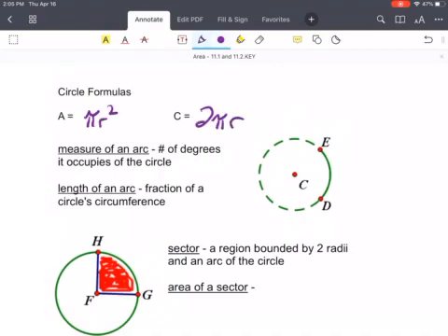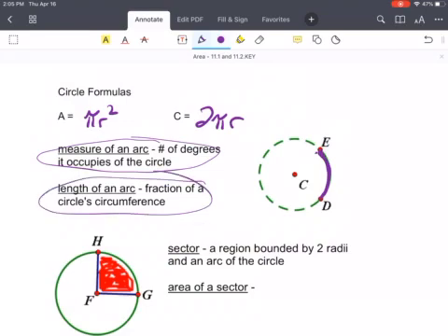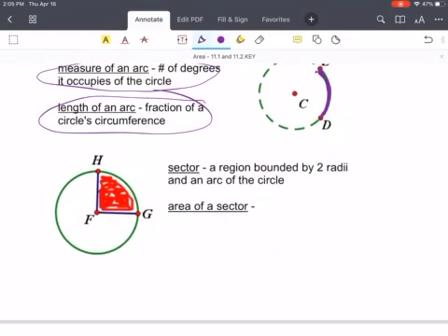So again, just remembering our formulas. And these are just writing them out in words. So we have the measure of the arc is the number of degrees it occupies. So we could have measure of ED could be 90 degrees, 70 degrees, whatever we're talking about. And then we'll take that fraction to allow us to do the circle circumference. And then the sector of the circle, this would be the sector. And then the area of that would be the fraction of the area of the circle.